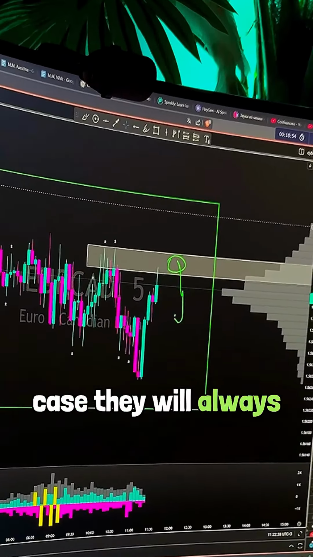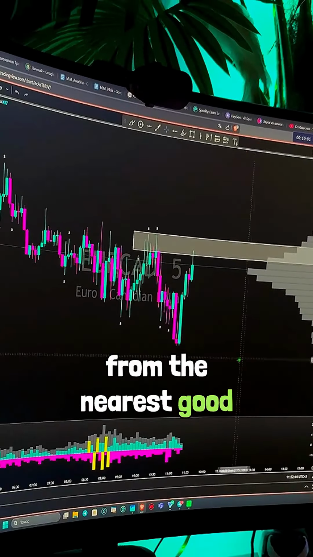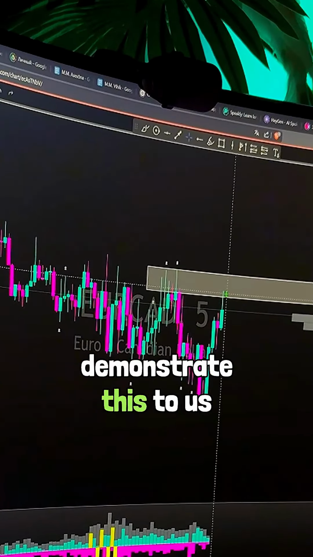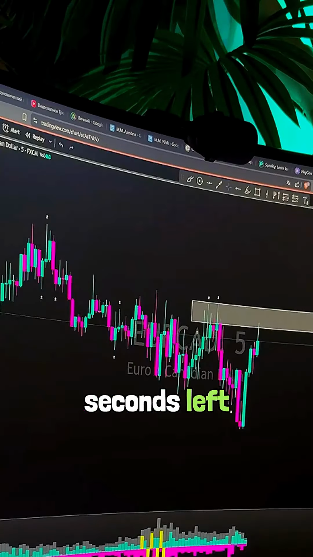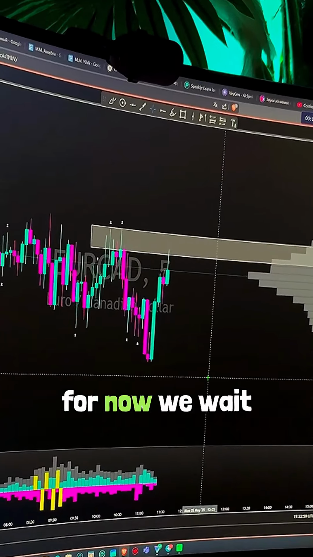And in any case, they will always try to demonstrate something from the nearest good stop. And if they don't demonstrate this to us, then a reversal occurs. There are still 55 seconds left until the end. So for now, we wait.